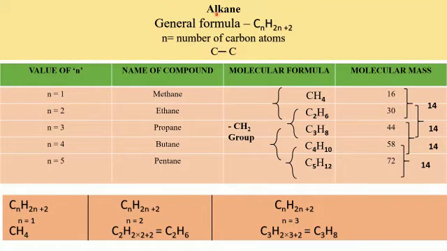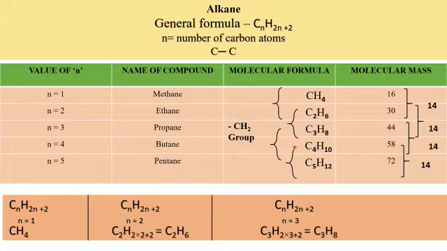We shall now study about alkane, which is a saturated hydrocarbon. It has a general formula CnH2n+2, where n stands for the number of carbon atoms. Here we will find that there is going to be only single bond between the carbon atoms, and all the four valencies of the carbon atom are going to be satisfied by single bond.